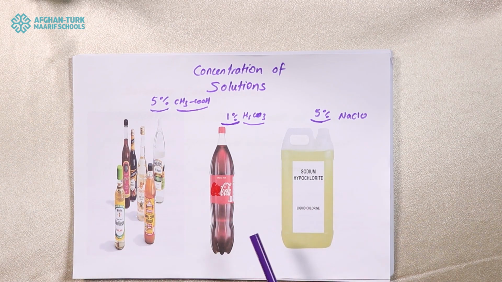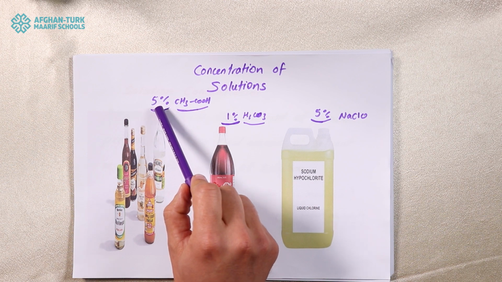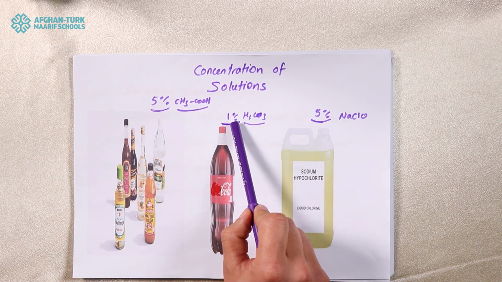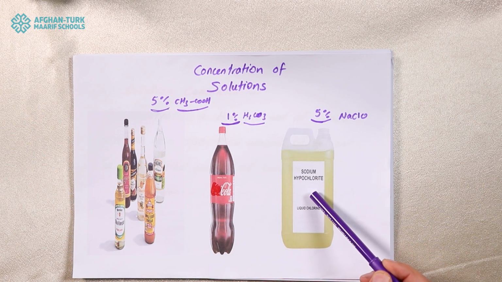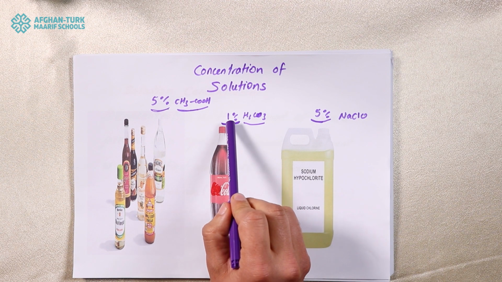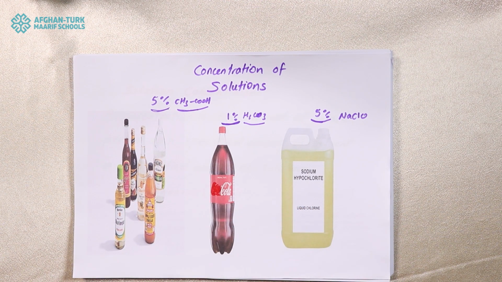As you see in this picture, we have vinegar, soft drink, and household bleach. Vinegar contains 5% acetic acid, cola contains 1% carbonic acid, and household bleach contains 5% sodium hypochlorite. What does it mean? It means 1%, 5%, and 5% show the concentration of solutions.